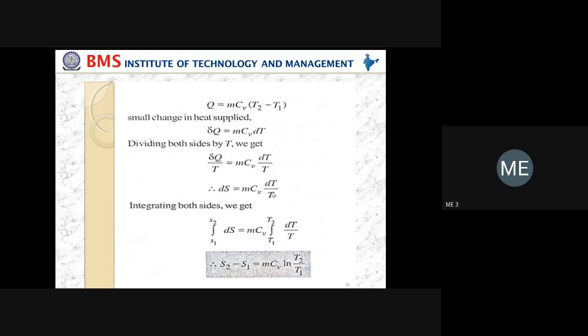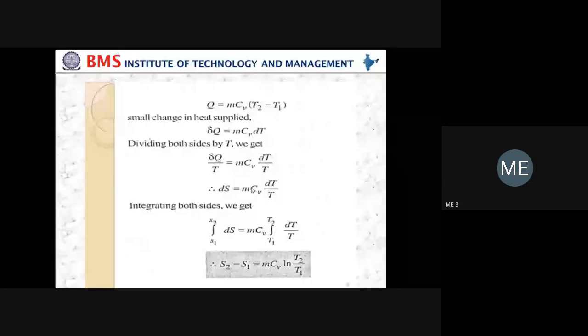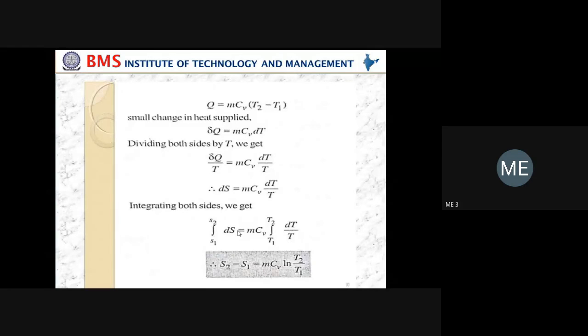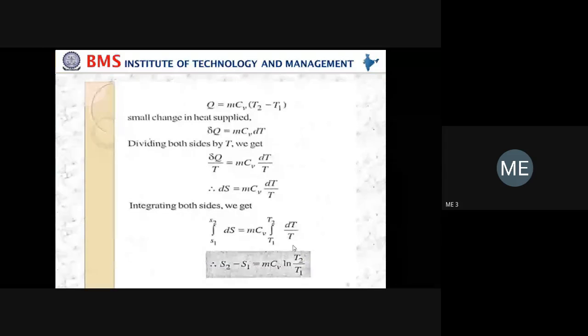Integration on both sides. Integration of ds equals m Cv, which is a constant term you take outside, integration of dT by T between the limits T1 to T2. So S2 minus S1, as I said, integration of ds is a definite integral. S2 minus S1 equals m Cv into integration of dT by T, which is ln T2 by T1. So this is the expression for the entropy change during constant volume process.